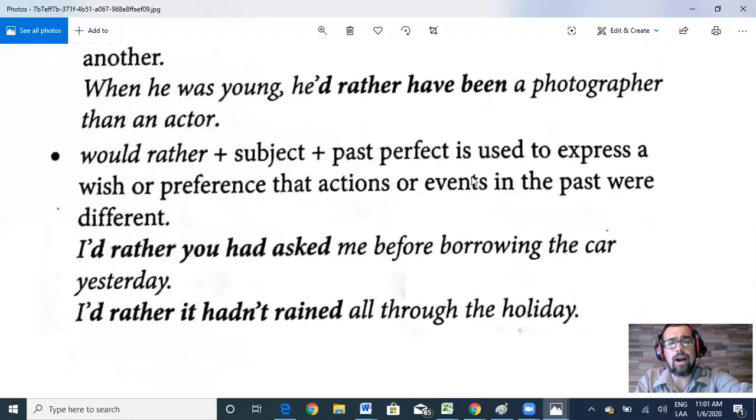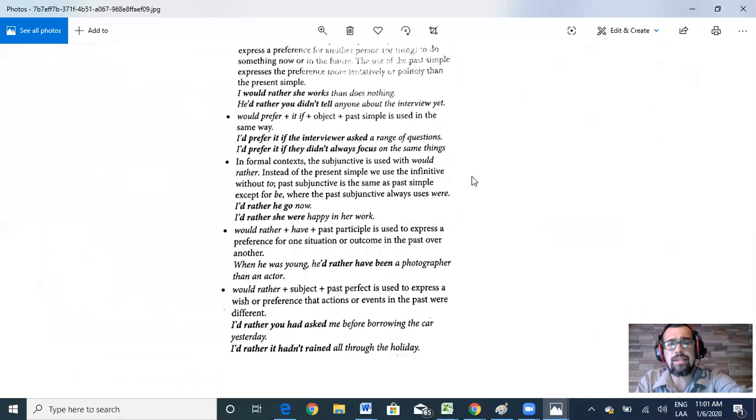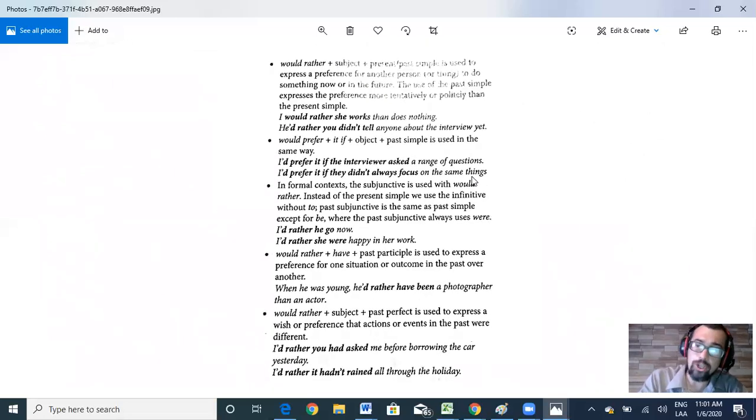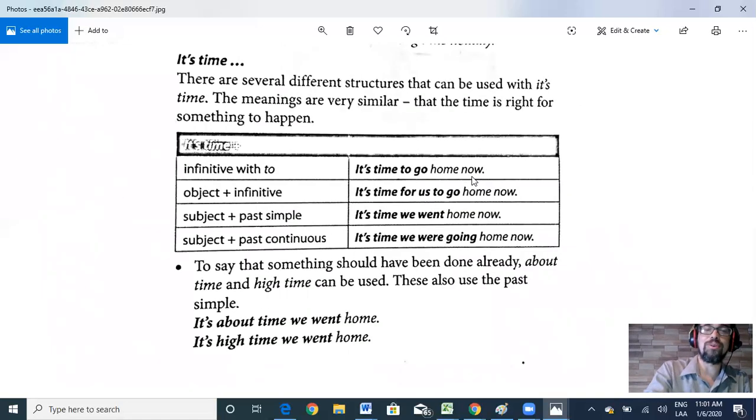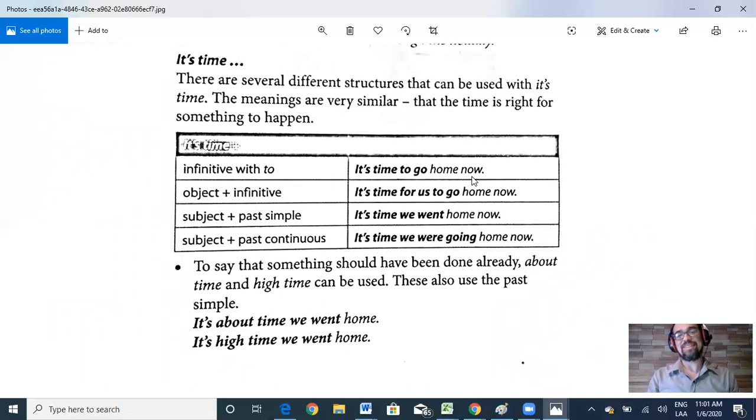Okay, so in this case, this is what I want for you to understand about wishes and regrets. But I have a little thing just for you to have a little bit more to study during this week. Well, it's time. We use a lot of these expressions, it's time, and let's see the different ways on how to use it. It says here, there are several different structures that can be used with it's time. The meanings are very similar, that the time is right for something to happen.